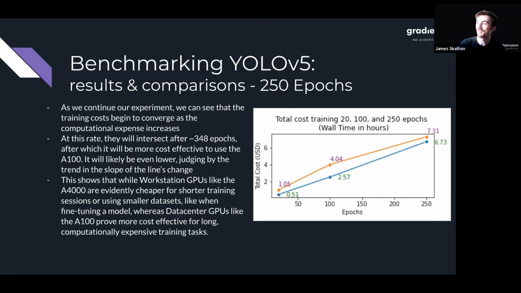As we continue our experiment, we can see that the training costs begin to converge as the computational expense increases. Here I've got a plot on the right showing the cost for the 2 different GPUs over time for this task. The orange is the A100, the blue is the A4000. I apologize, I should have labeled those in hindsight. And the values above them are the cost values labeled.